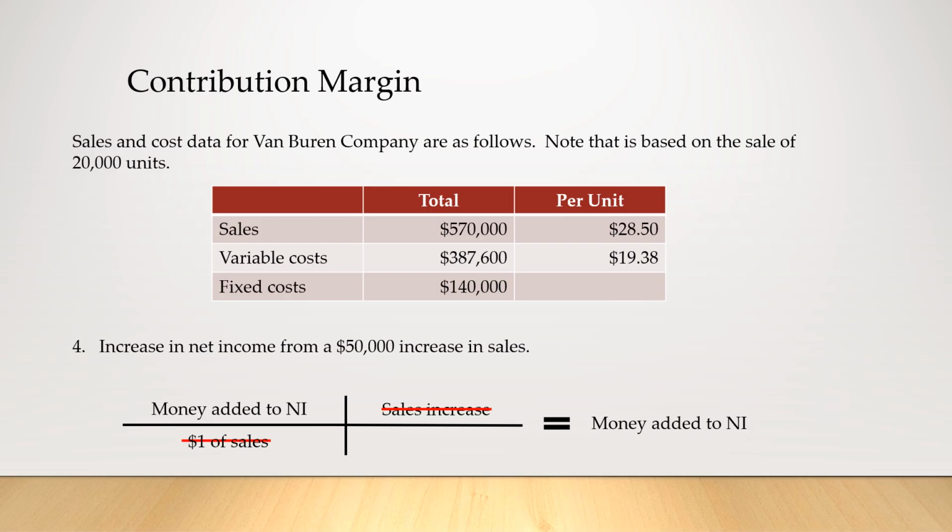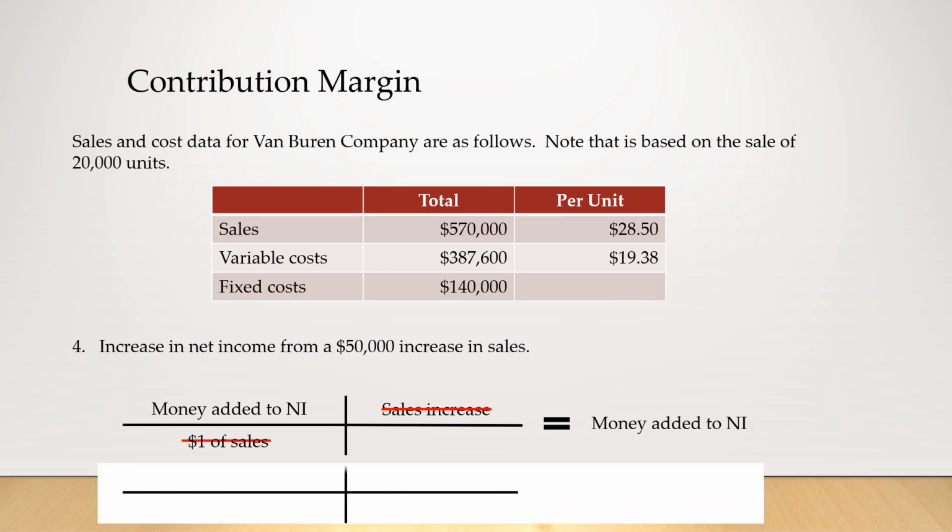Applying this method to our given information, our conversion rate is 32 cents added to net income for every dollar of sales. Multiply that by the $50,000 proposed sales increase, and you get $16,000 added to net income.